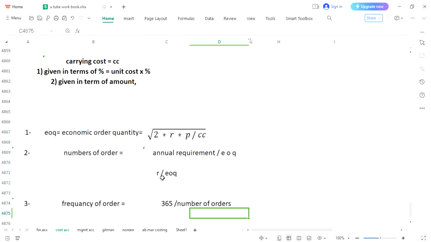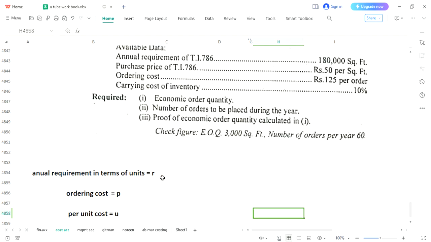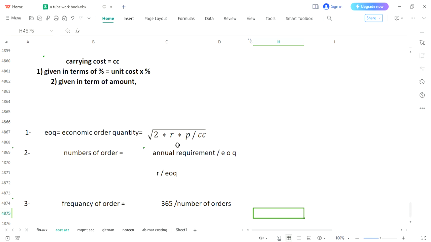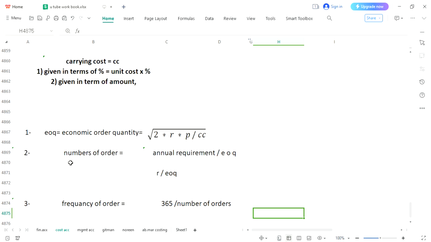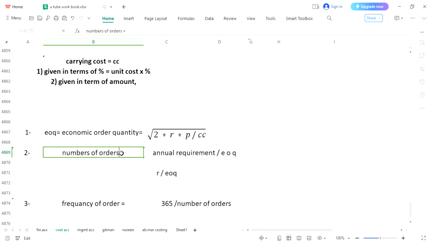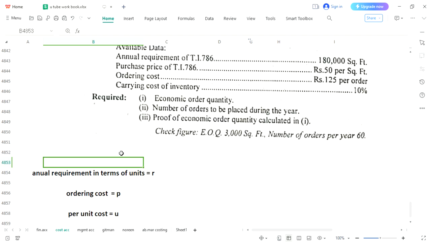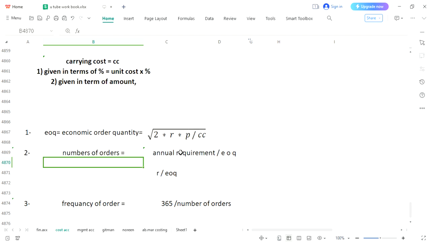So what is the next step? We will go to our question and solve it. First of all, you need to have economic order quantity. For that you have written the formula. The second requirement is the number of orders to be placed. Your second formula is number of orders. And the third formula, frequency of order, would not be used in this question. But it is important, and you will be using it in the next questions as well.